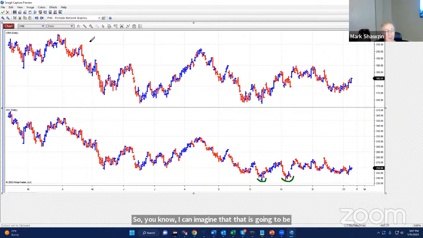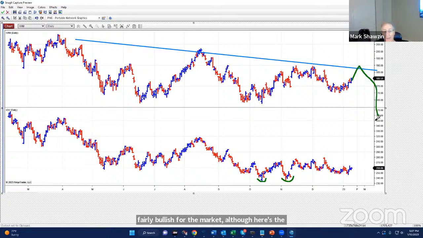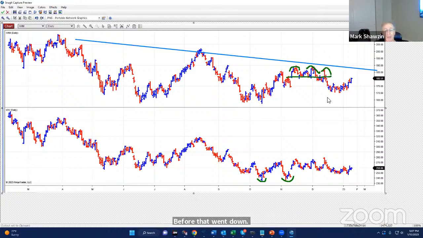So, I can imagine that is going to be fairly bullish for the market. Although here's the thing, we're in a bear market, and this thing could bang in here and go down at any time. But actually, before it does, it will put on a pattern that we'll understand that it's about to roll again. So the markets put on a pattern before they put on a move. Before that went down, this put on a triple top pattern. So they just don't come out of nowhere.